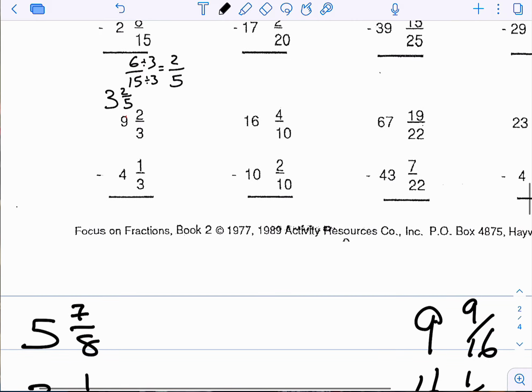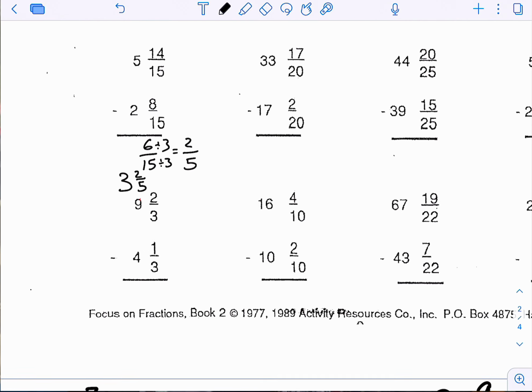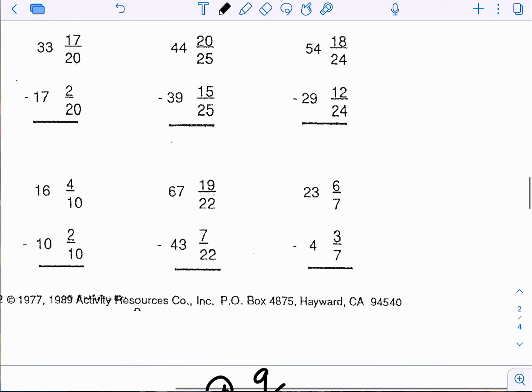Let's try the one right below it, and then we'll go on to some more difficult ones. 2/3 subtract 1/3 is going to give me 1/3. 9 subtract 4 is 5. Let's try this one over on the end. 6/7 subtract 3/7 gives me 3/7. 23 subtract 4 is 19. So if we have common denominators already, we can just go ahead and start subtracting.